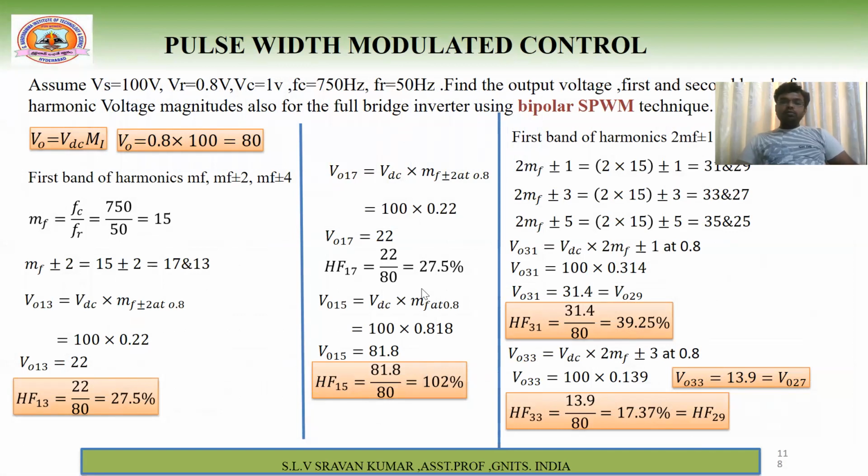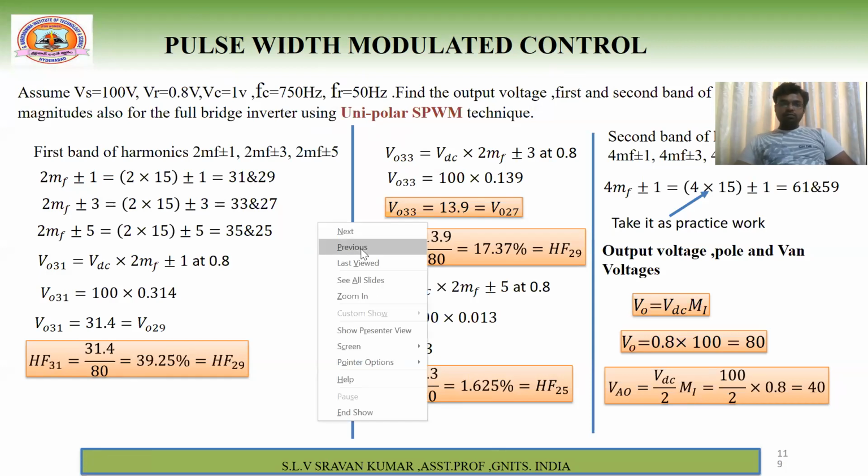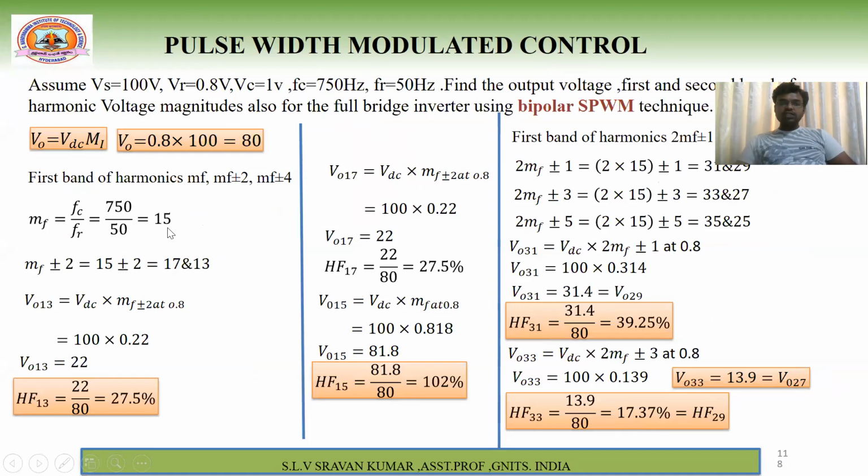So now the same problem we have to apply for the unipolar scheme, right? So in unipolar, what is the difference? Just the output frequency is double. So that means your first band of harmonics starts from 2 MF plus or minus 1. Therefore, the first band of harmonics is 31 and 29. In case of bipolar, the first band of harmonics is 15, 17, 13 like that. Second band is 31 and 29.